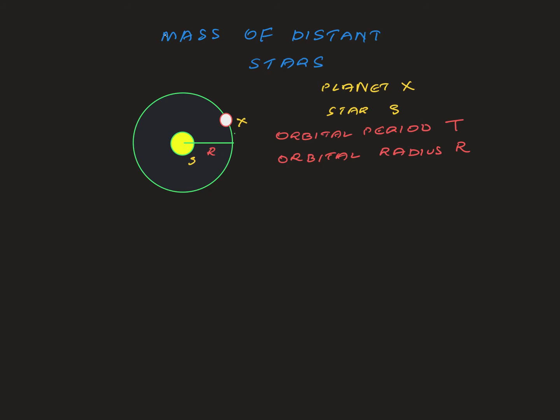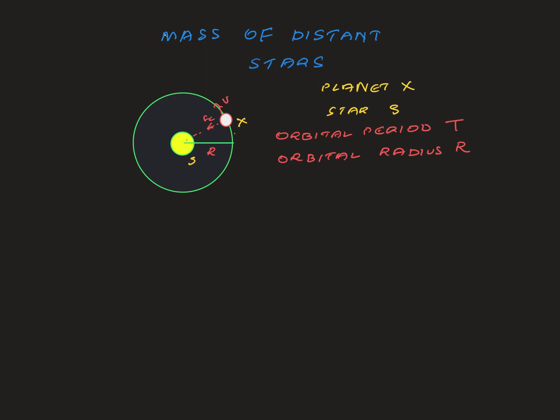Or say, for instance, Jupiter: we know the distance of Jupiter from the sun, and we also know how long it takes for Jupiter to orbit the sun. Can we find the mass? So let's look at the two equations that we looked at before. One is Newton's universal gravitational law, and the second is what we use for circular motion.